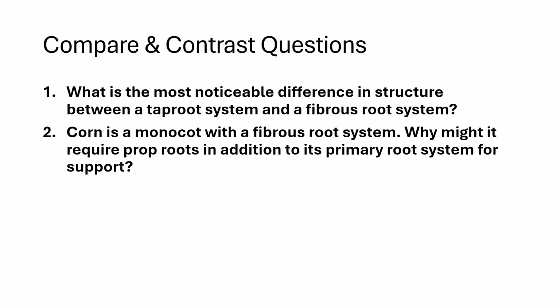Now let's think more carefully about what you observed. For the first question, focus on overall structure. Think about things like the presence or absence of a main root, how the roots are distributed in the soil, and how the system might anchor the plant. For the second question, think about corn's height, weight, and growth habit. Why might a fibrous root system alone not be enough? How do prop roots change the plant's stability? Write your responses in your lab notebook using your observations to support your answers.